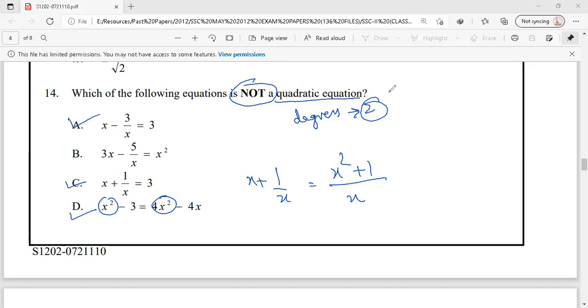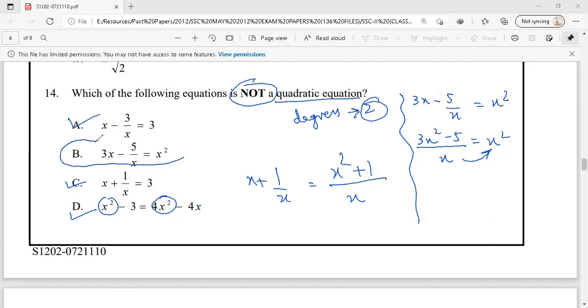And the equation in option B is a cubic equation, 3x - 5 over x = x². Taking x as the LCM, we will get 3x² - 5 = x². When this x² is multiplied by the x, we will get x³. So it will become a cubic equation. So option B is the right answer.